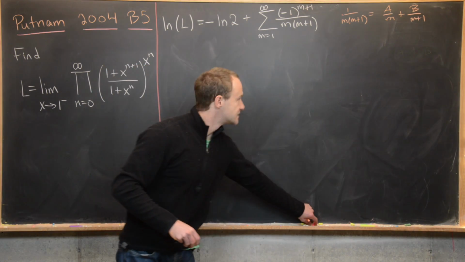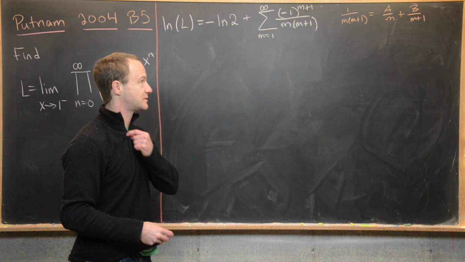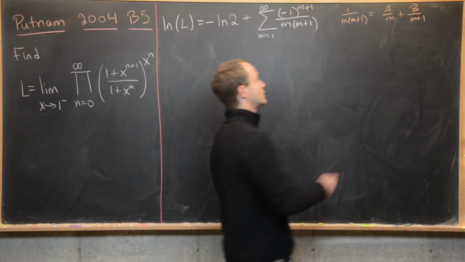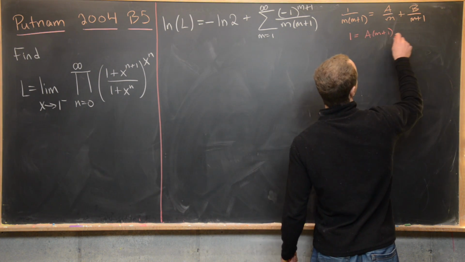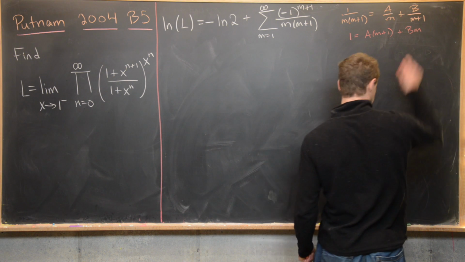Okay, great. So let's maybe clear the denominator by multiplying this whole thing by m times m plus 1. That'll give us 1 equals a times m plus 1 plus b times m.